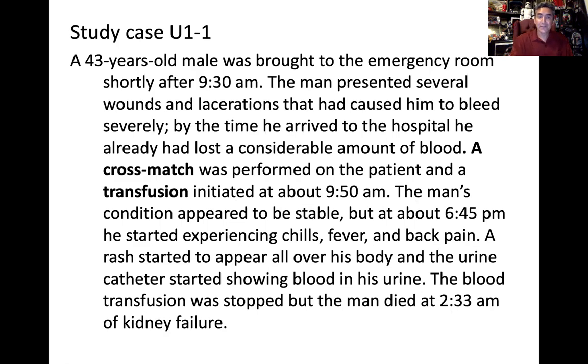So different factors, but I'm going to suspect somebody made a fatal flaw in this case here, right? The obvious, logical guess would be probably the cross match was not done properly, and the person was transfused with incompatible blood.